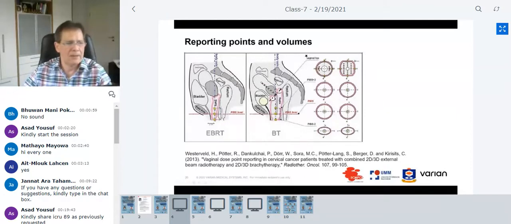As mentioned before with point A, the vagina is also partly the target. The upper part of the vagina is definitely a target, but the lower part of the vagina is a risk organ. So these points are important to evaluate the toxicity of the vagina, which hasn't played such a big role many years ago, but now it's getting more and more important to report these points and look at the dose here.